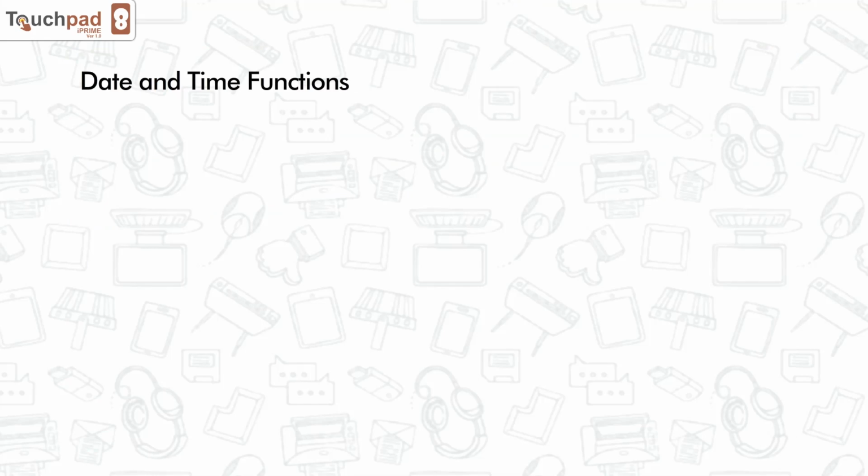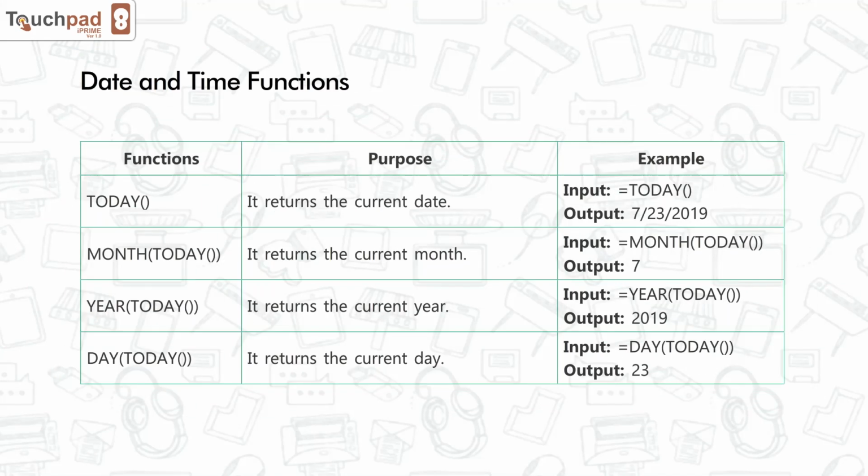Date and time functions. Functions, purpose, example. TODAY(). It returns the current date. Input: =TODAY(). Output: 7/23/2019. MONTH(TODAY()).